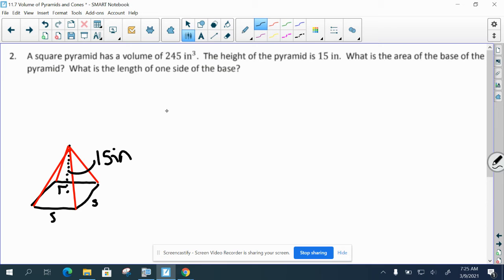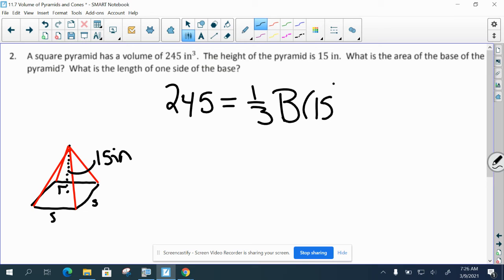Okay, so this is actually super easy. We know the volume is 245. It's equal to 1/3 area of the base times the height, which is 15. So first we're solving for the area of the base, and then whatever we get, since it's a square, we're just going to take the square root of it. So 1/3 times 15 would give us 5.